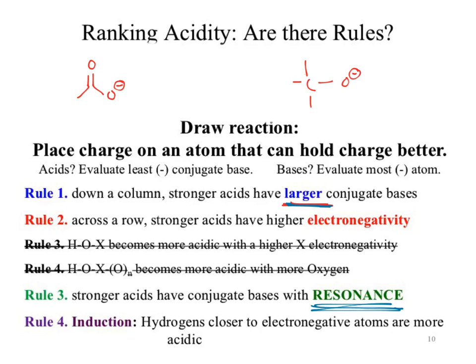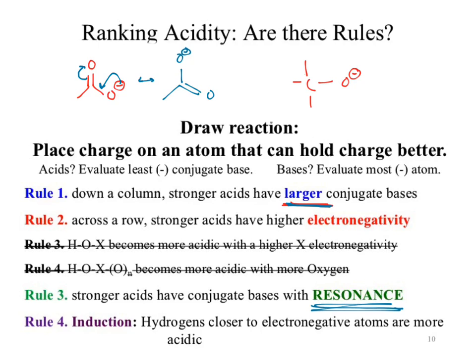But what happens with Rule 3? We're saying stronger acids have conjugate bases with resonance. If we look at the carboxylic acid, what does it have? It has the opportunity for resonance. I've taken that negative charge and placed it on a different oxygen atom. The alcohol doesn't have that ability. So that explains the increased stability of the conjugate base of the carboxylic acid, which means it's more acidic. So hopefully that makes sense as a resonance rule.